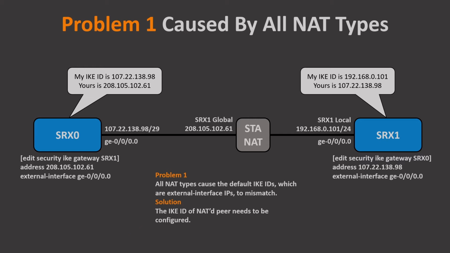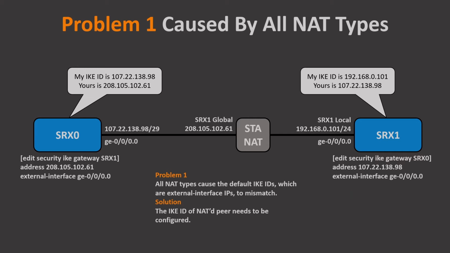And there's a few ways to do this. Way number one is over here on SRX 0. We can configure the remote IKE ID to be the private IP, the actual IP of SRX 1. Now, the remote IKE ID of SRX 0 will match the local IKE ID of SRX 1 and authentication will pass. The second way to do this is over on SRX 1, where we can make the local IKE ID the public IP that we're being NATed to, which is the same IP that SRX 0 has as the peer address. This again makes SRX 1's local ID match what SRX 0 has as the remote ID.